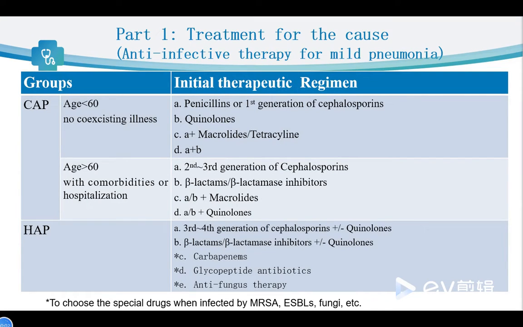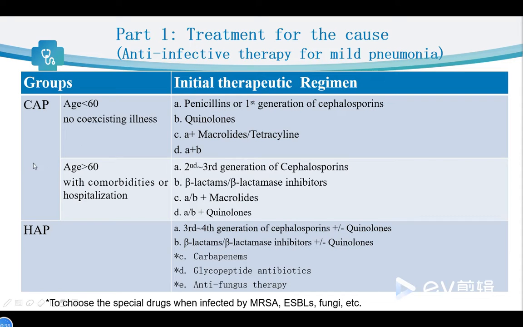This table shows the recommendations of the initial therapeutic regimen for mild pneumonia. If the patient has mild CAP with young age and no comorbidities, we usually choose penicillins, first generation cephalosporins, quinolones, or macrolides for these gram-positive bacteria and atypical pathogens mainly.